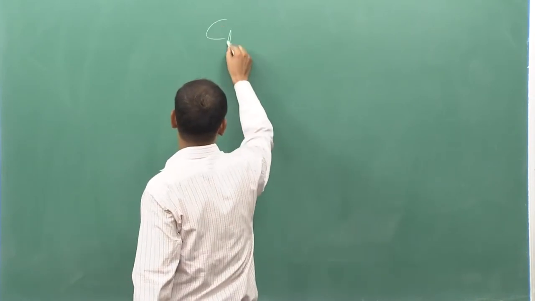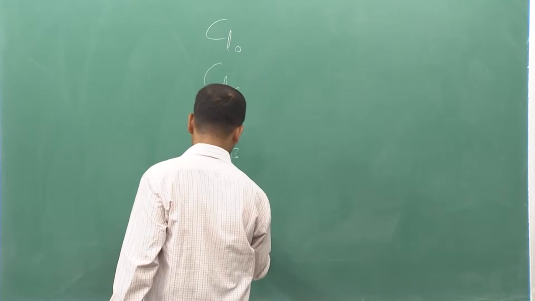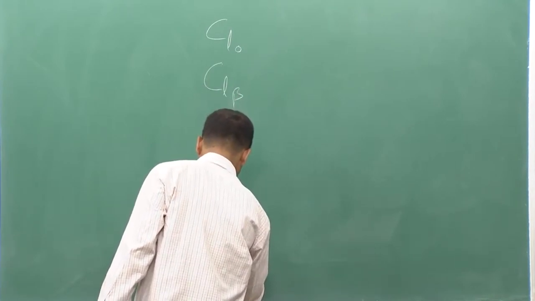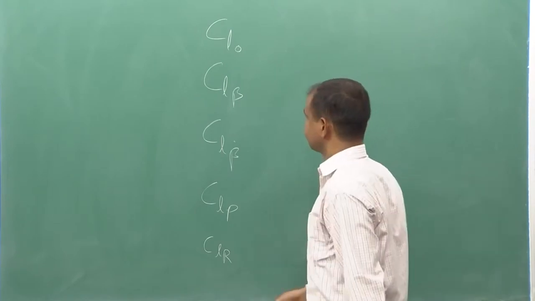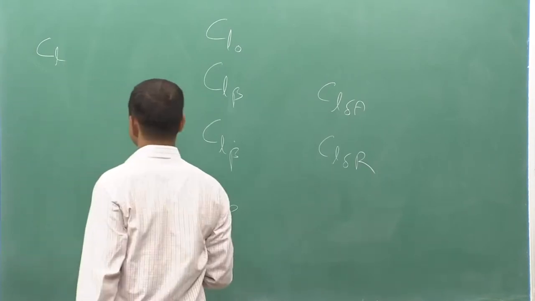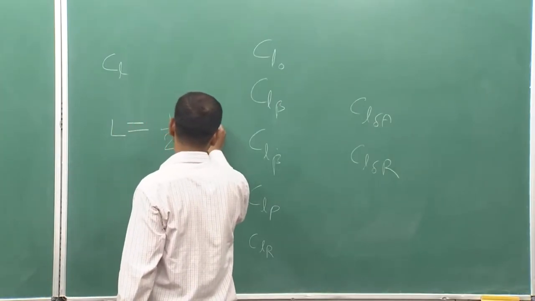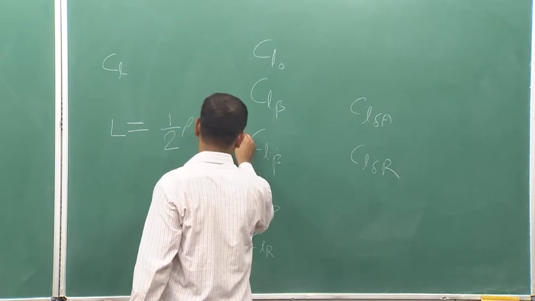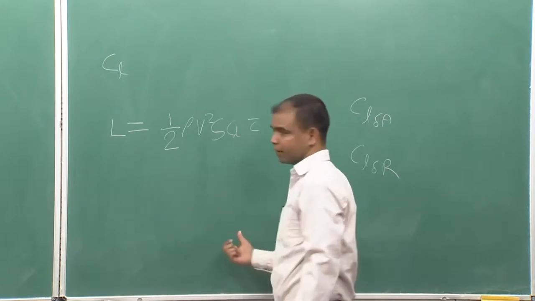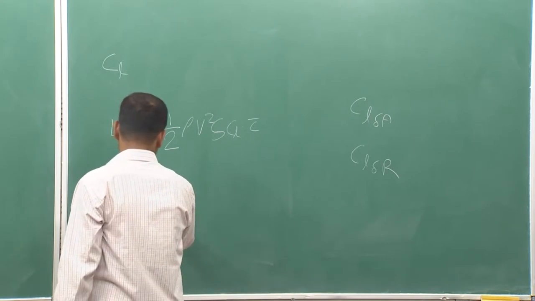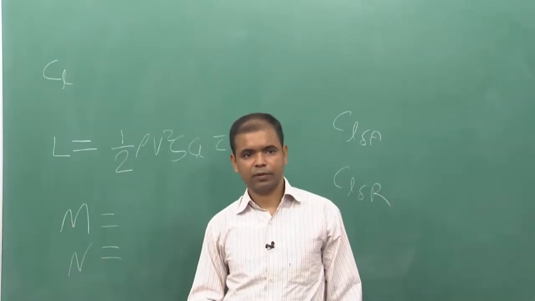Similarly, if you have all the moment coefficients CL naught, CL beta, CL beta dot, CL p, CL r, CL delta a, CL delta r, you can find the CL. And once you have the CL, the rolling moment L is given by half rho V square S times CL into C bar. Similarly, you can find the pitching moment and yawing moment also. Now you have all the aerodynamic forces and moments acting on the aircraft.